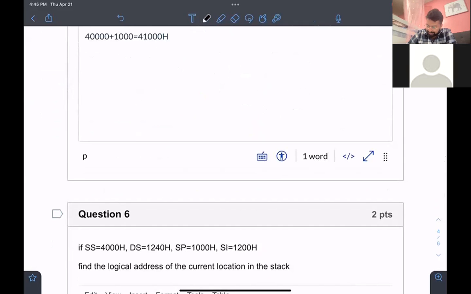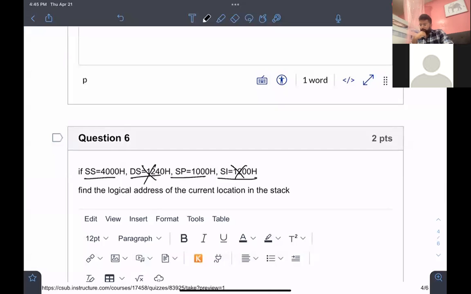Again, we have a stack segment, a data segment, a stack pointer, and a source index. Cool. Find the logical address of the current location in the stack. Again, we're talking about the stack, so we can just ignore the data segment and source index. So we just have these two addresses we're going to deal with, and we're looking for the logical address.